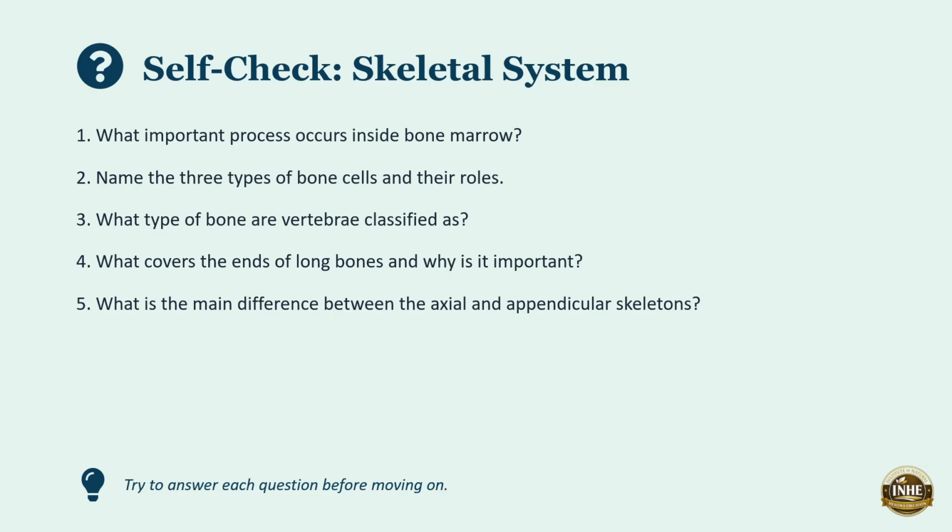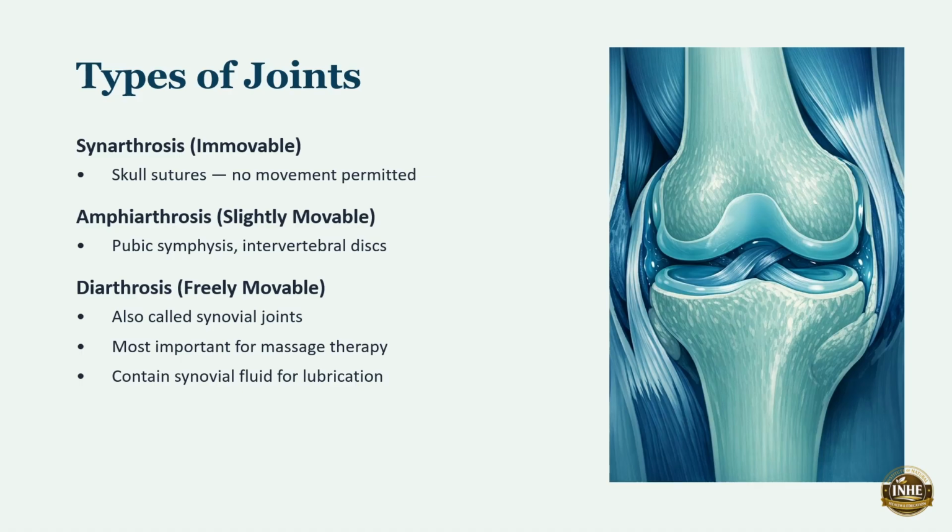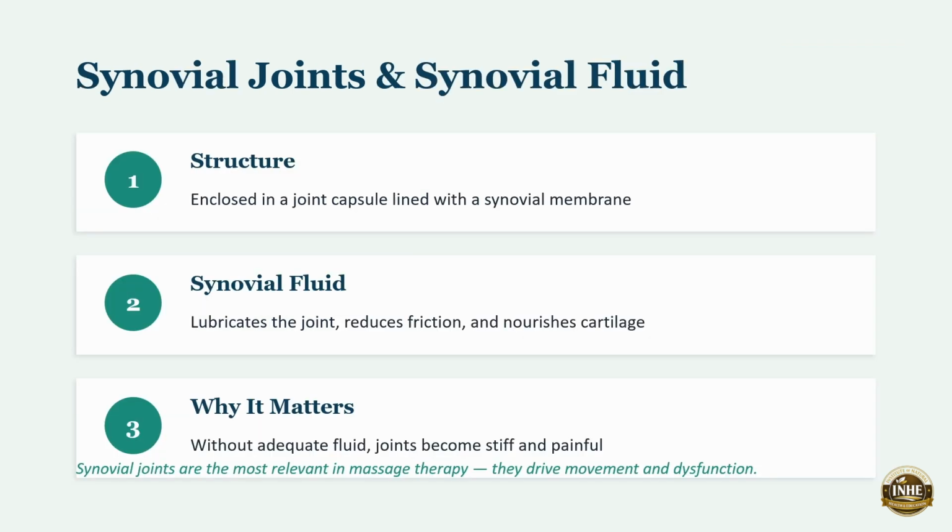Next, let's move into joints. Joints are where bones meet, and they determine how movement occurs. Some joints allow very little movement, while others allow a wide range. Freely movable joints are especially important in massage therapy because they're the ones most involved in movement and dysfunction. Inside these joints is a special fluid that reduces friction and nourishes the joint. This fluid is essential for smooth, pain-free movement.